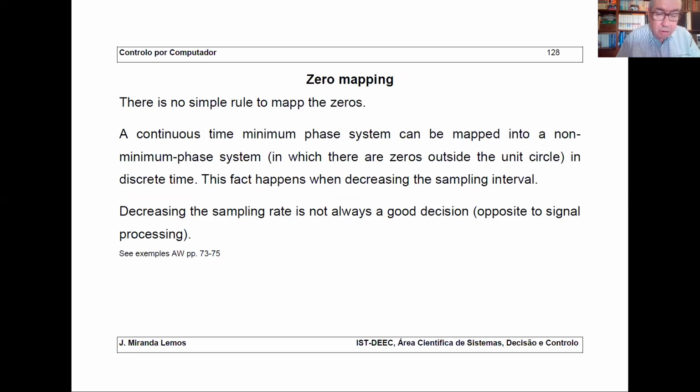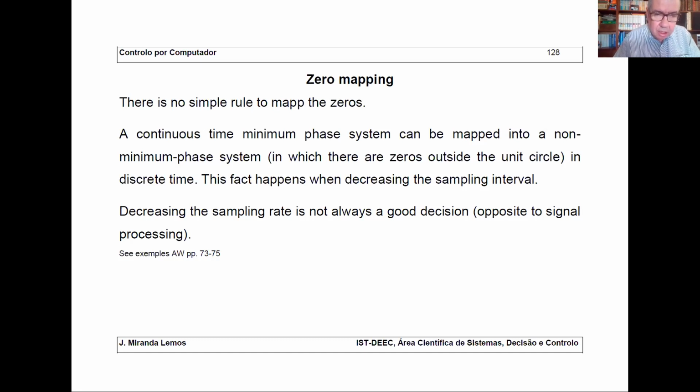And the third thing is that for zeros, we don't have such a relationship. You can have systems with zeros all on the left half plane in continuous time, but when you look at the sampled systems in discrete time, they can have zeros outside the unit circle, provided that the sampling interval H is small enough. Okay, so these were the three things that we have learned today.